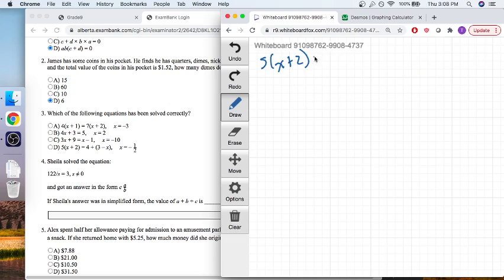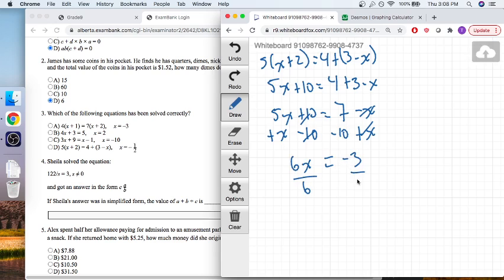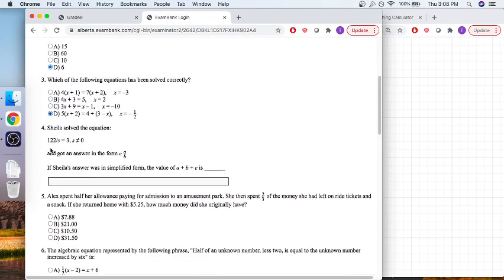5x plus 2 equals 4 plus 3 minus x. Okay, so we'll distribute this. 5x plus 10, 4 plus 3 minus x, so we can just drop the brackets because this is just a plus sign. Okay, this is going to be 7 minus x equals 5x plus 10. We'll get the x to the left-hand side, so plus x, and then we'll minus 10, minus 10. These cancel out, these cancel out. 7 minus 10 is going to be negative 3. 6x divided by 6, divided by 6. X is going to be equal to negative 1/2, and that is right. So let's pick B for our answer.